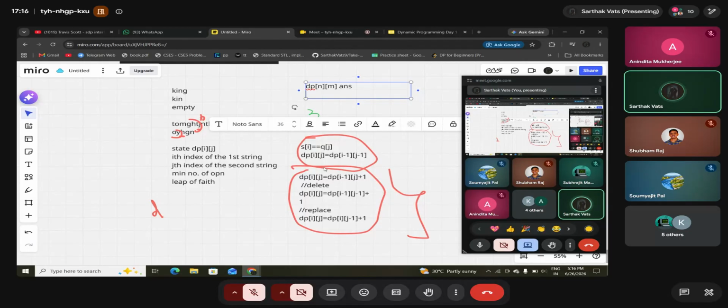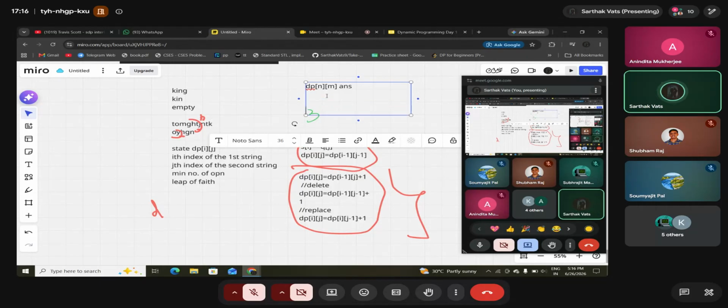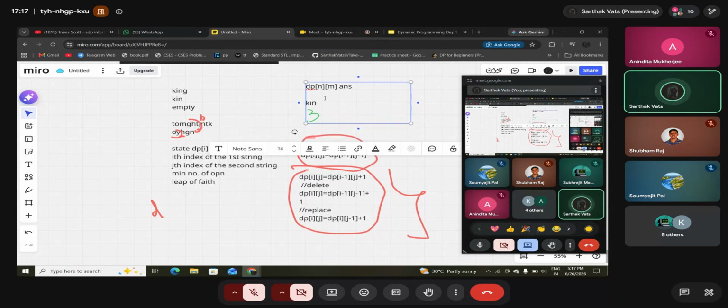Now, another thing can be defining the base case, but the base case in this is pretty simple, right? Suppose my first string is kin, and my second string is whatever, and I am at the starting 0th index of the second string. Then how many operations do I need to change this to the second string, like kin to empty string? So basically it's 3, right? If it was king, then the answer would be 4. If it was kiny, then the answer would be 5.